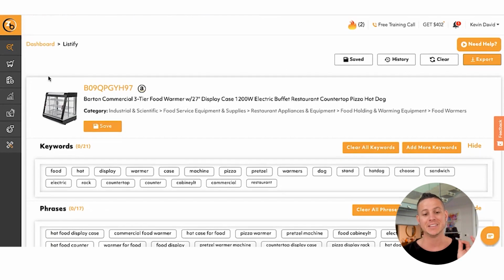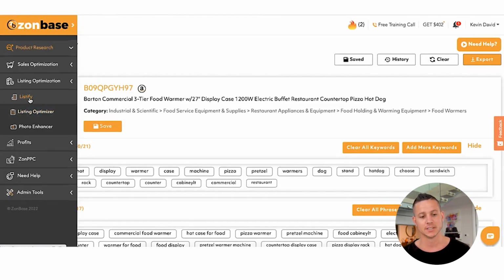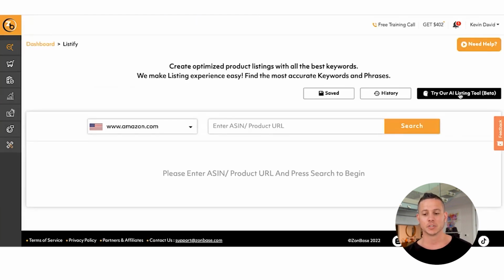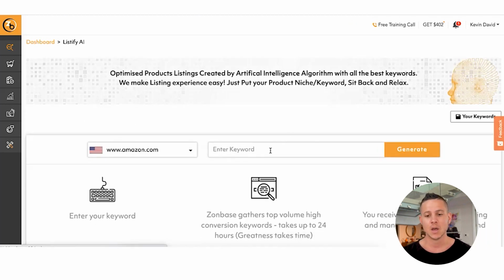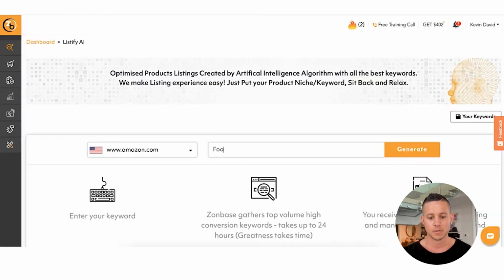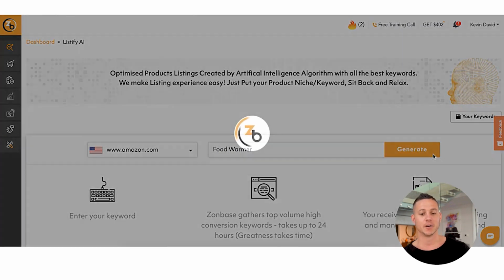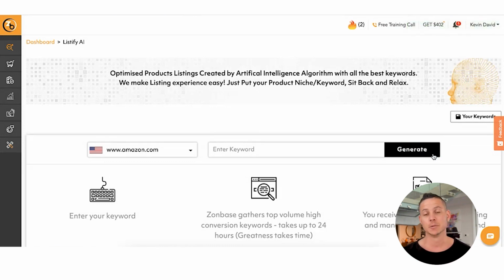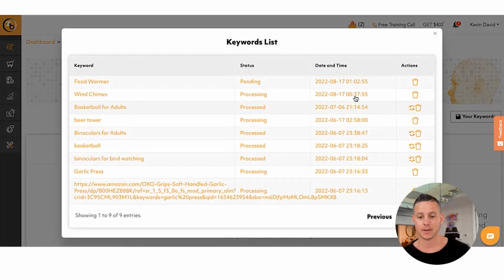Now, if you want to do it even easier than that, what we can do is come over to here where it says Listify one more time, click this, and then what we're going to do is try our Listing Artificial Intelligence beta tool, right? Now, this tool still is in beta as of right now, but what we would do is actually come back here, and we would actually type in food warmer and click generate. And Zonbase is literally gonna do a lot of the heavy lifting for us, go out and find us an SEO optimized, machine learning optimized listing where we can actually rest assured that the highest keyword volume and highest converting keywords are likely to be actually involved there.